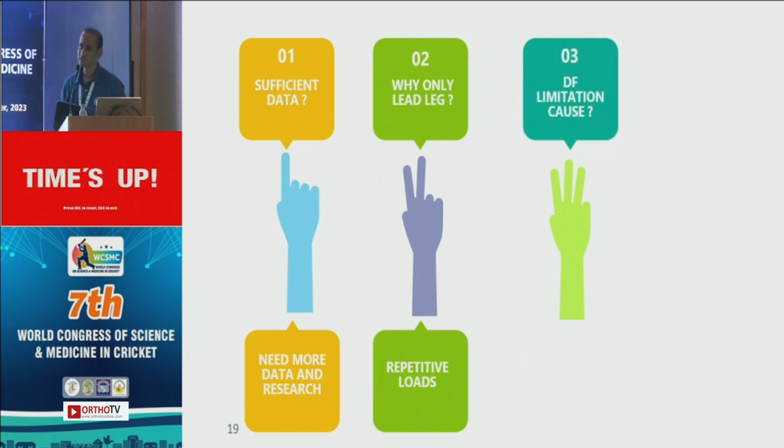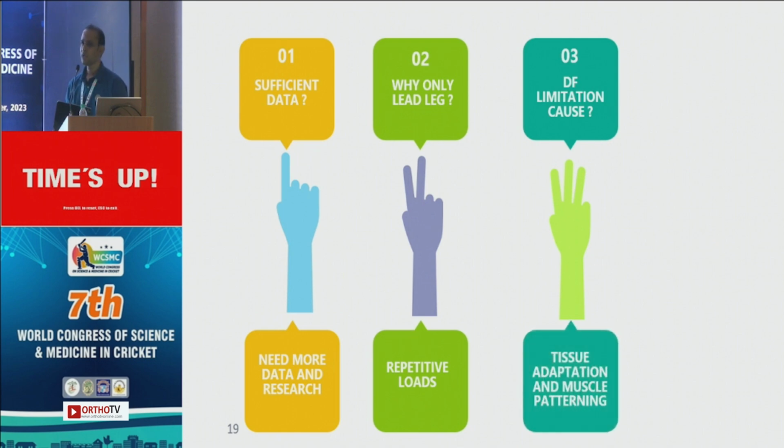What causes dorsiflexion limitation? Tissue adaptations and muscle patterning. Again, this is something we have been thinking about. Nitin Patel sir would have discussed it in more detail, and it could have followed his presentation, which would have made more sense, because he would have given the total patterning, right from the ankle to the hand, of how the muscle patterning happens.